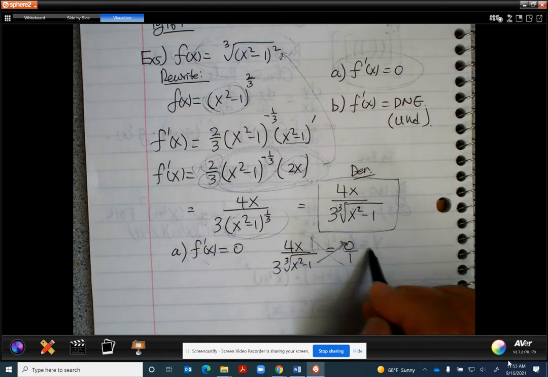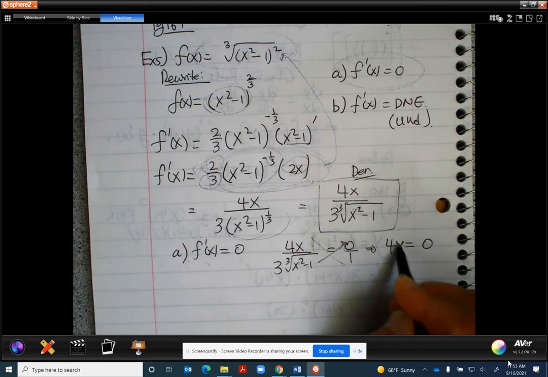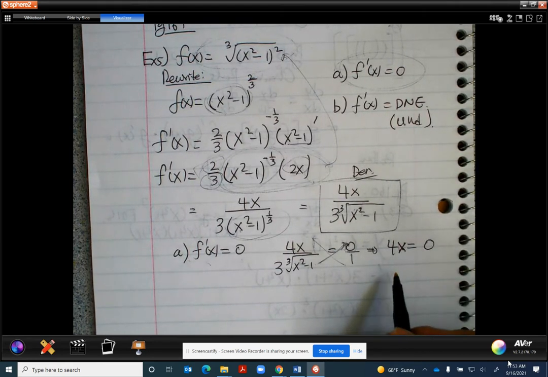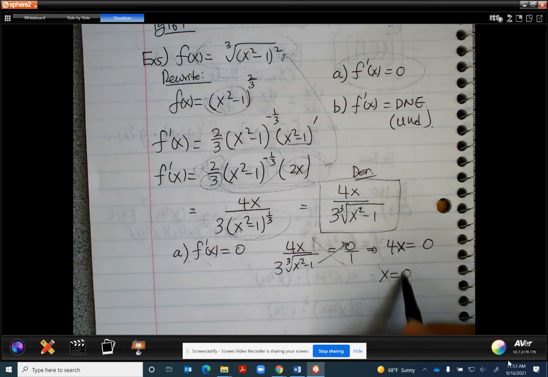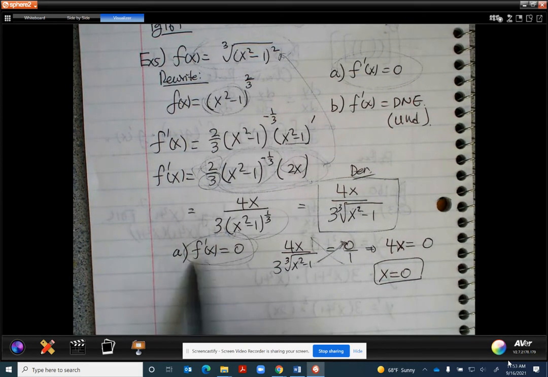This is 4x is equal to 0. So what is x equal to? 0. Alright, so when x is equal to 0, your derivative will be equal to 0.